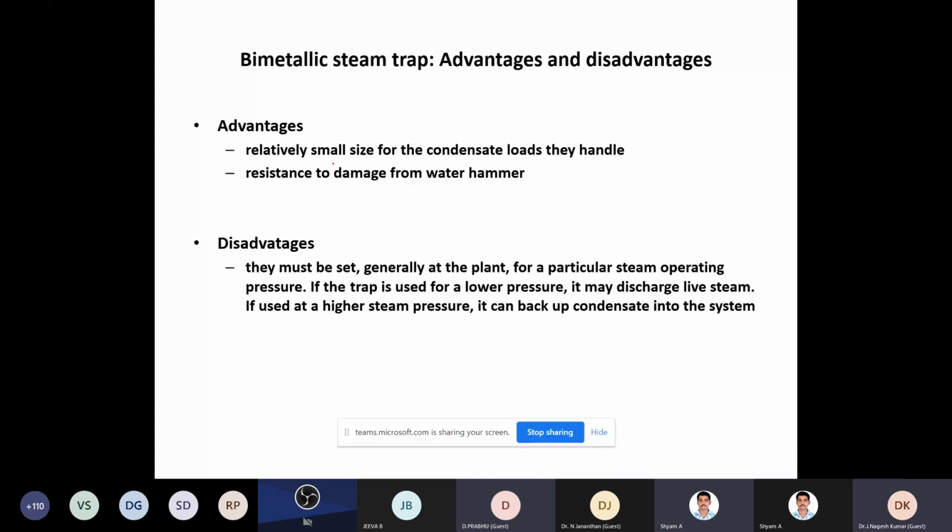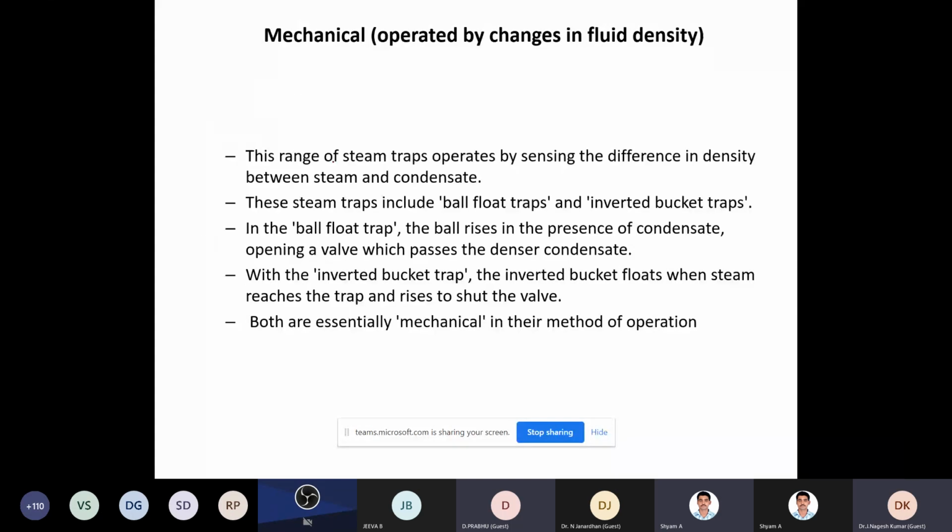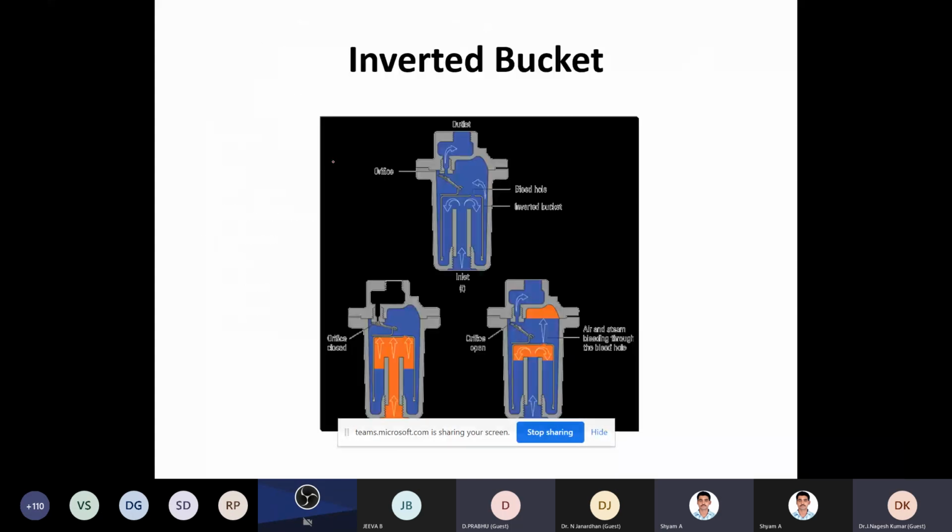And we have seen this ball and float trap, and this is an inverted bucket trap. The body of the inverted bucket trap will be like this. So you find that the heat exchanger outlet is connected like this. So the condensate comes here, it enters what is known as an inverted bucket inside the trap. The condensate comes, then it flows out, it goes like this, and then out.